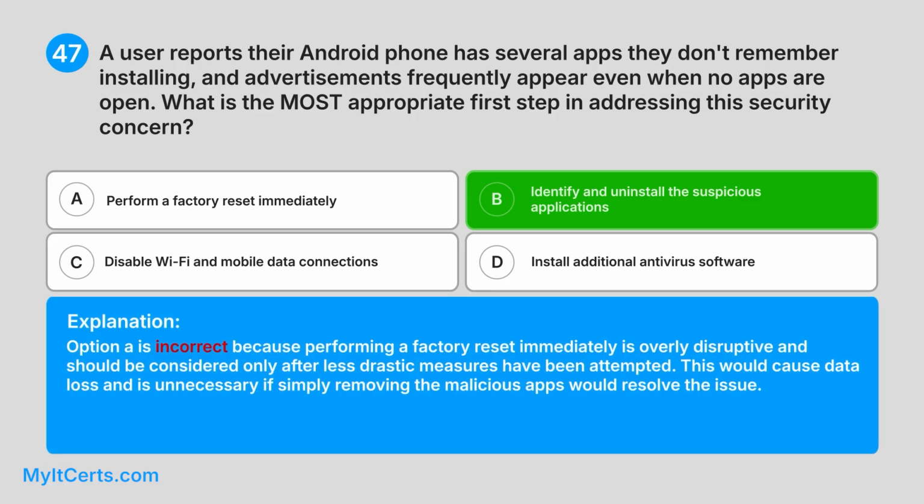Option A, perform a factory reset immediately, is incorrect because performing a factory reset immediately is overly disruptive and should be considered only after less drastic measures have been attempted. This would cause data loss and is unnecessary if simply removing the malicious apps would resolve the issue.